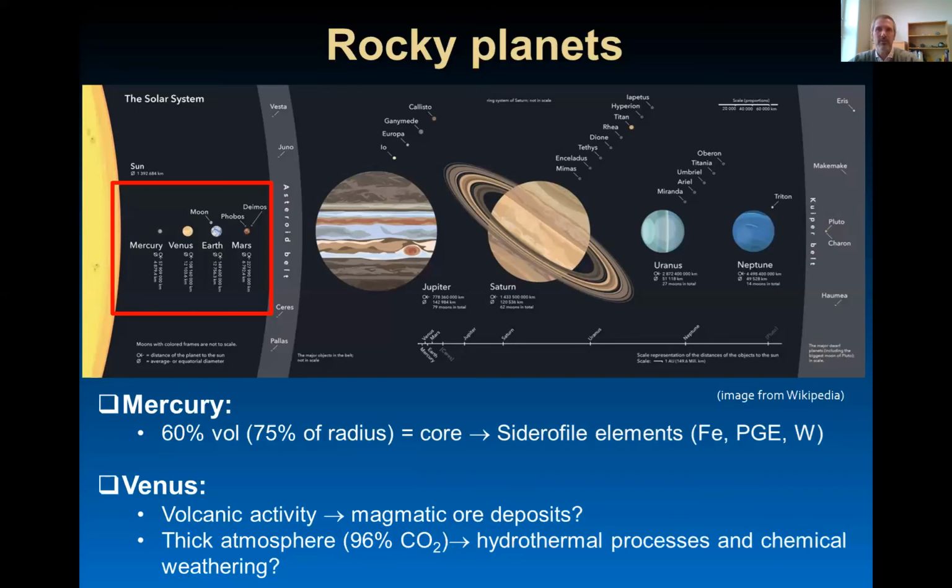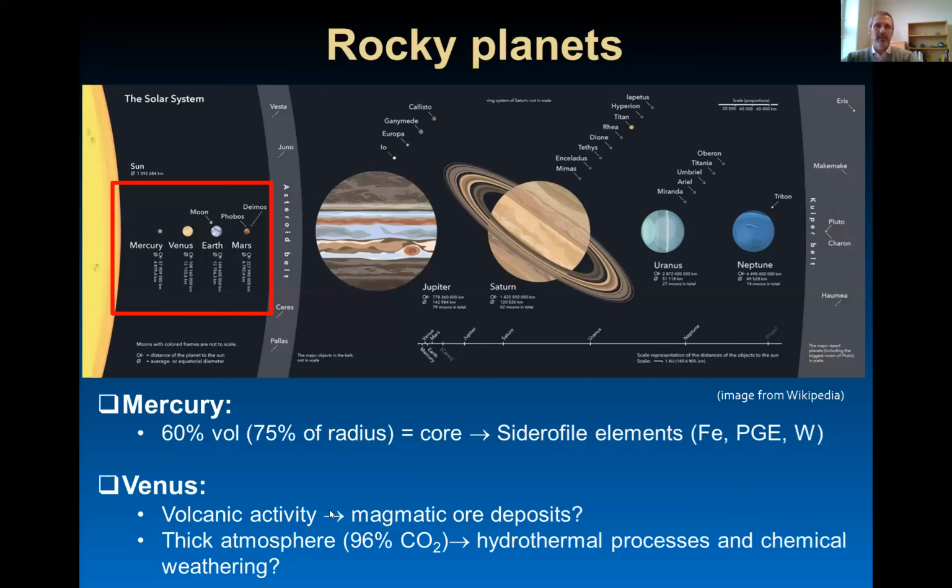The Soviets tried to send landers on Venus. They sent 10 landers, and they survived between a few minutes and 127 minutes only. So we don't know much about Venus. The little we know is that there is volcanic activity, so we expect formation of magmatic ore deposits.